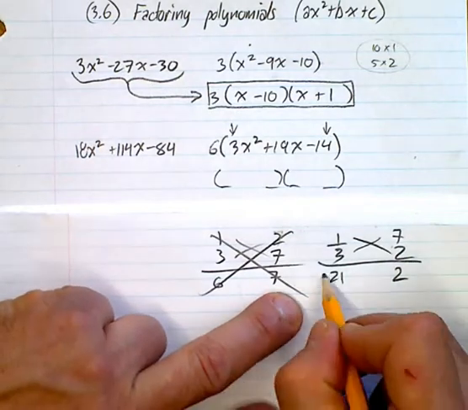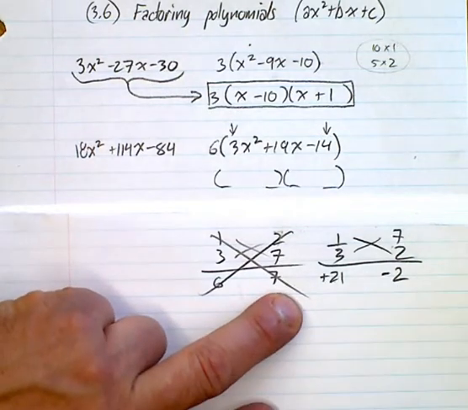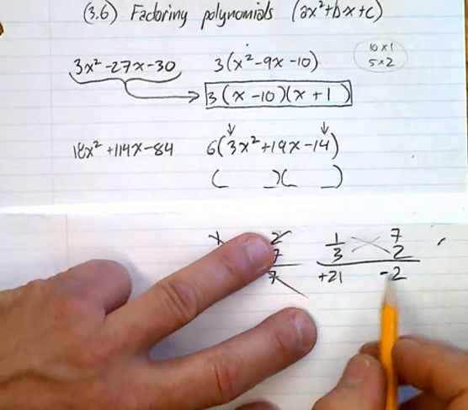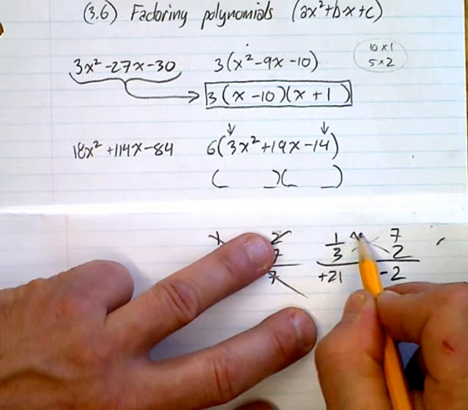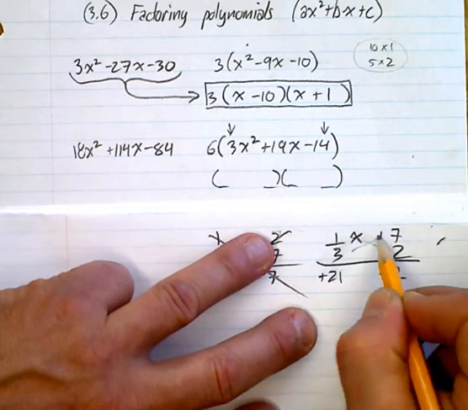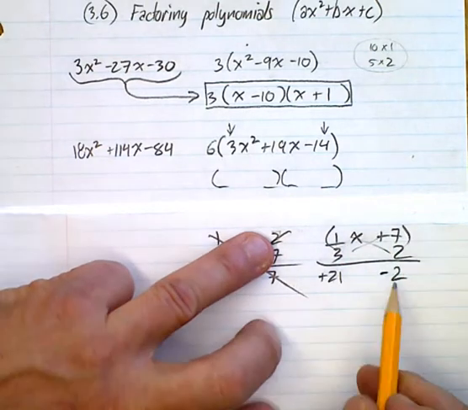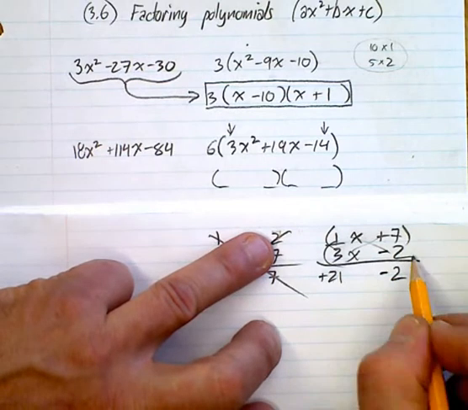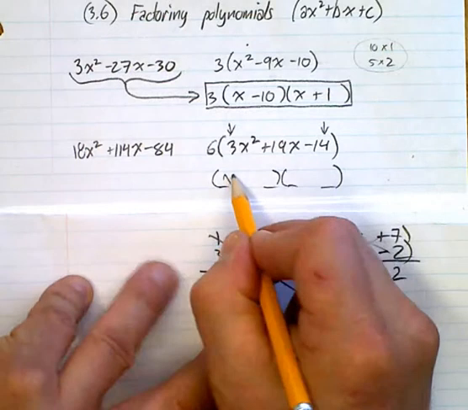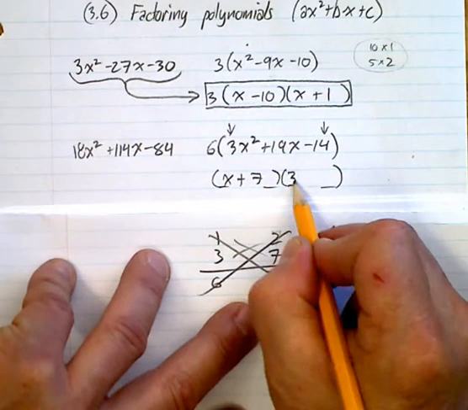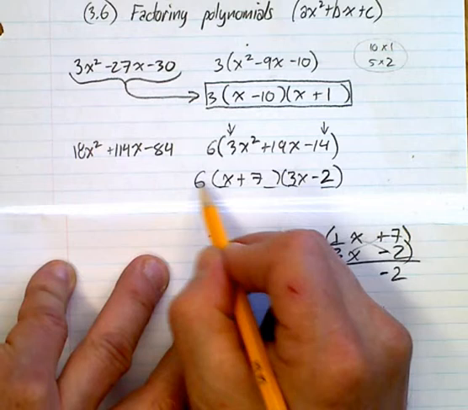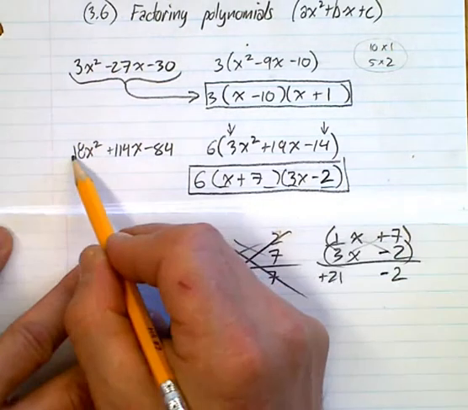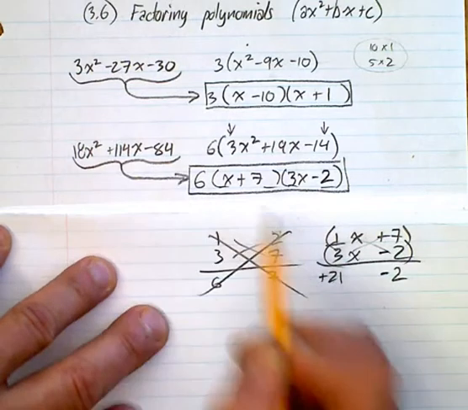It would be a plus 21 and a minus 2, which means that if you get rid of these cross multiplications here, these are your factors with the 1x, no sign, so it's a plus 2. And this negative, or plus 7, sorry, this negative came from here, so that needs to be negative, and there you have your other factor. So it's x plus 7 and 3x minus 2. Don't forget the 6 in front, and this would be your final answer from this trinomial. Okay?